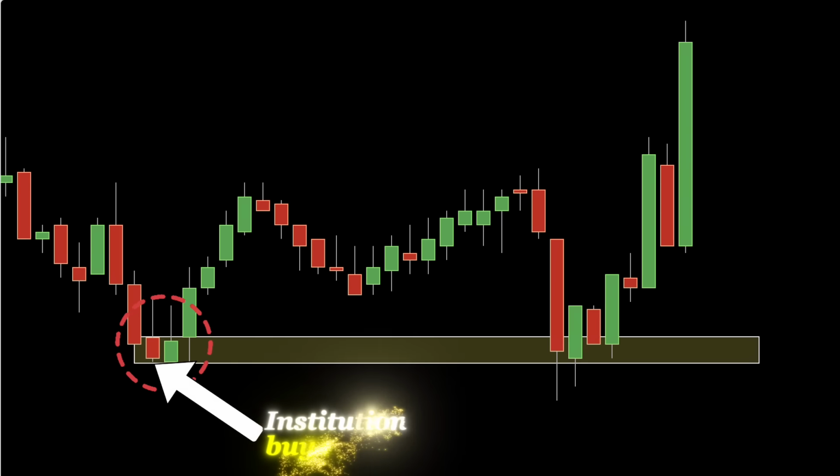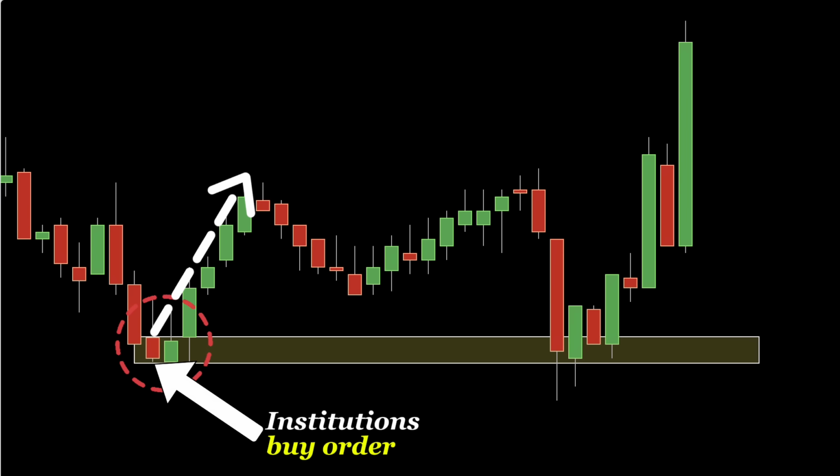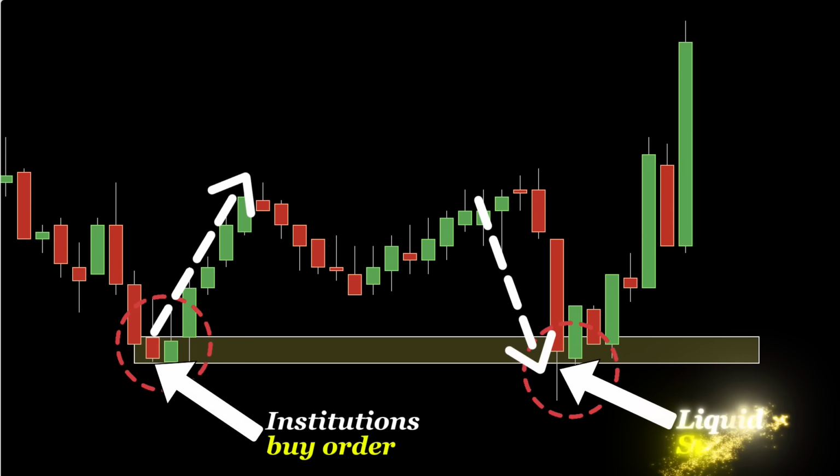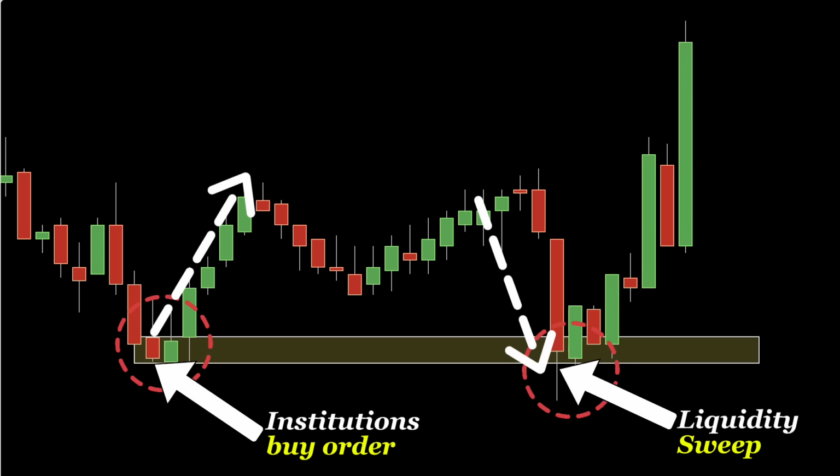Because when smart money bought here, they didn't do it all at once, they bought gradually to avoid spiking the market. When the price comes back to this zone, institutions have limit orders waiting, and retail traders who try to jump in too soon often place their stop losses nearby. The result? The market sweeps liquidity, triggering those stops and then surging upward, exactly the move we want as scalpers.